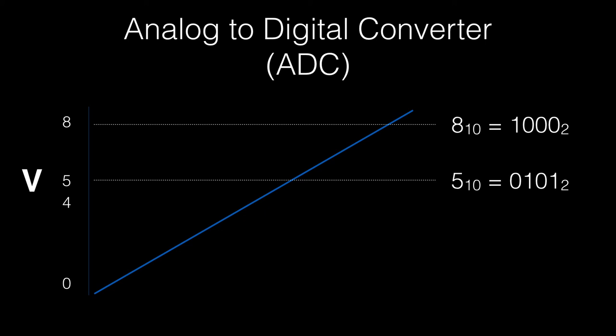So it will take the value of, say, 8, maybe 8 volts, I don't know. 8 base 10, we've already seen, is 1000 to the base 2, and 5 in base 10 is 0101 in base 2. So a computer can use 4 bits of information, or 4 switches, which can go between 0 and 1, to represent numbers up to 8.